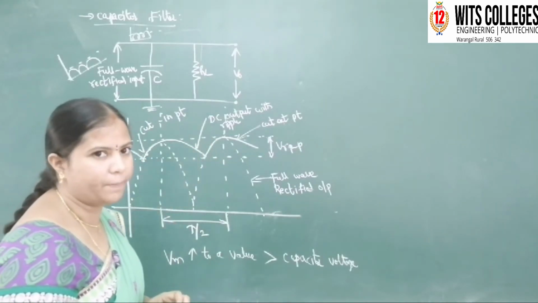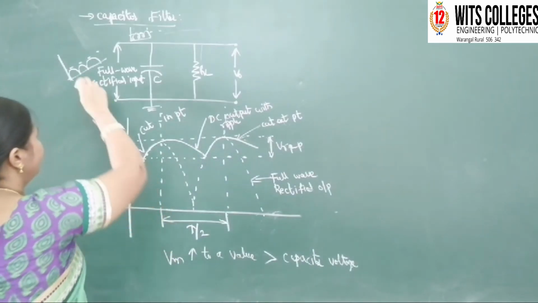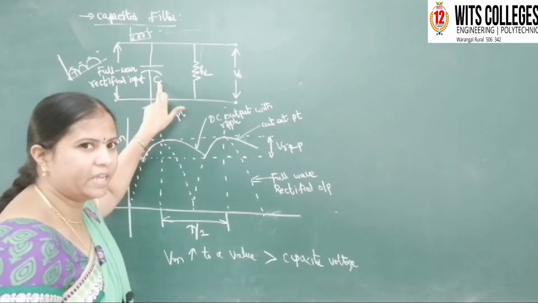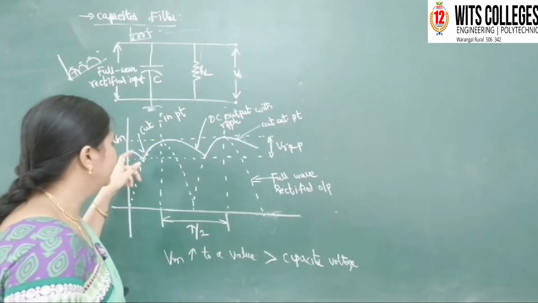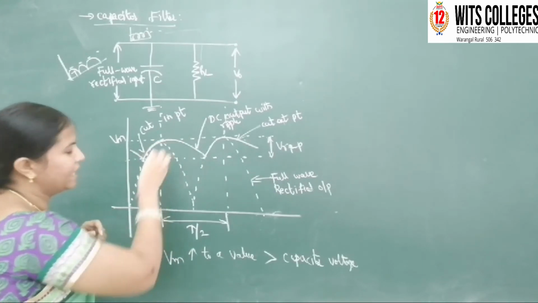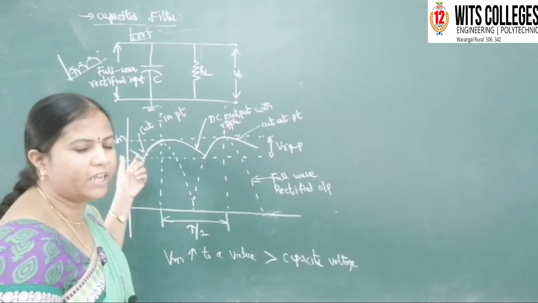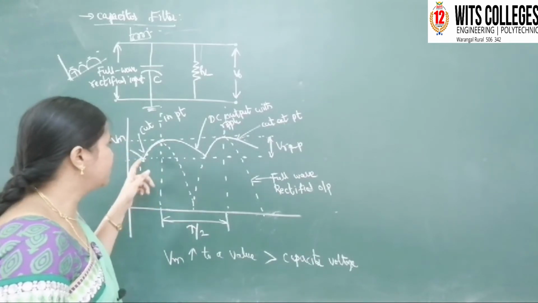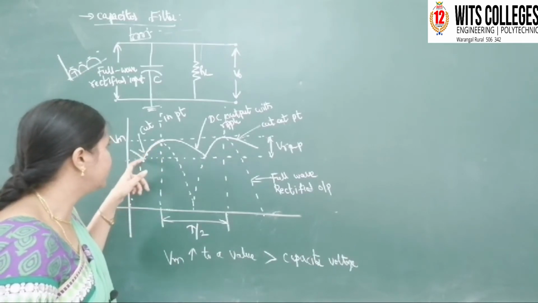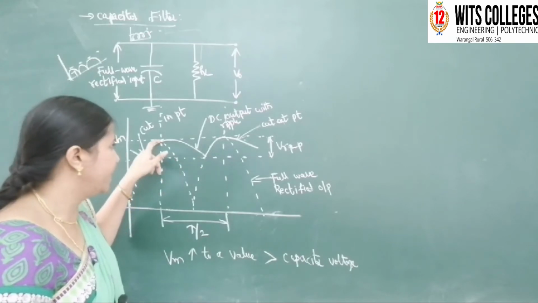Coming to the operation of the capacitor filter, during the positive half cycle, the capacitor is going to be charged up to the transformer secondary voltage, indicated by Vm. Charging means the capacitor voltage is going to increase up to the transformer secondary voltage Vm.